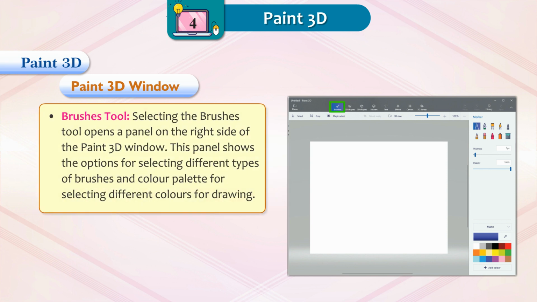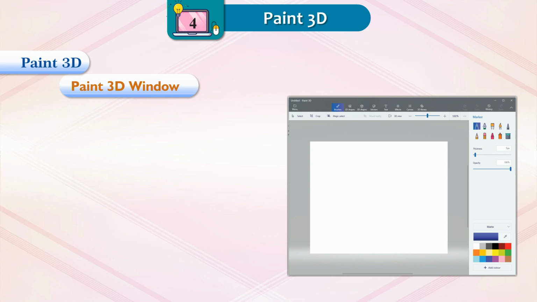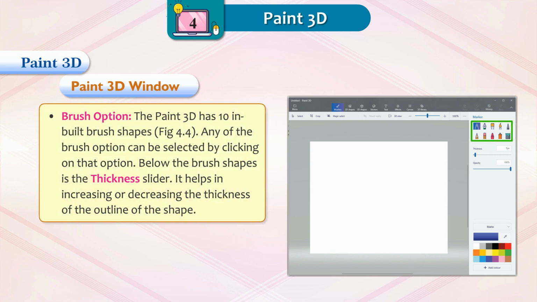Brushes tool. Selecting the Brushes tool opens a panel on the right side of the Paint 3D window. This panel shows the options for selecting different types of brushes and a color palette for selecting different colors for drawing. Brush option. Paint 3D has 10 inbuilt brush shapes, Figure 4.4. Any of the brush options can be selected by clicking on that option.